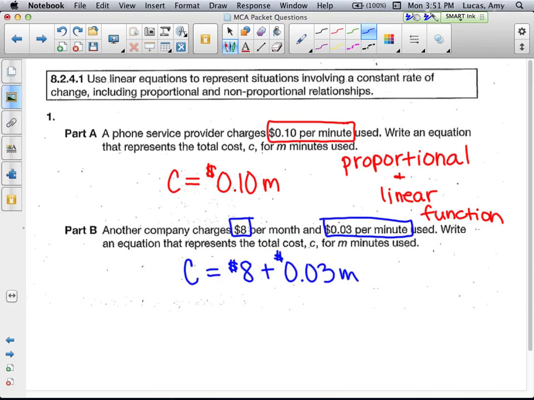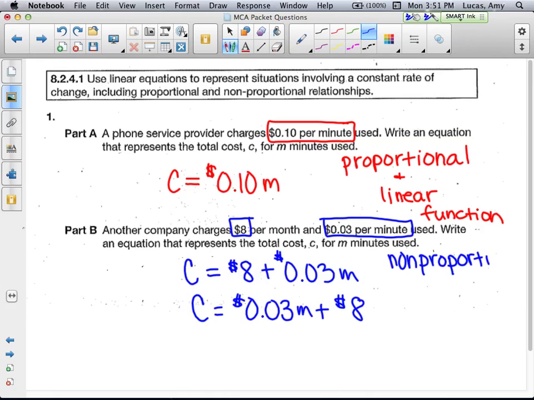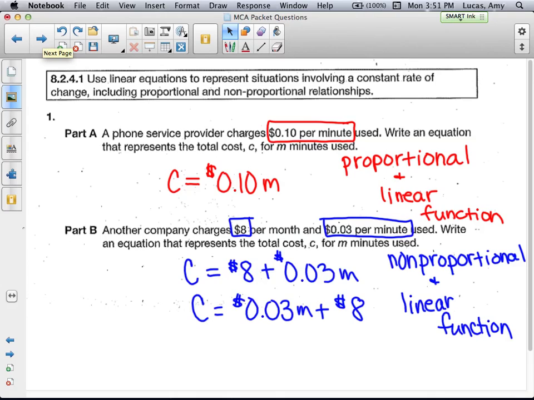So this situation, if you wanted slope-intercept form, you could reverse the two numbers like that, and your equation's still equivalent. So this is not proportional, it's non-proportional because of that starting $8. Non-proportional, but it is still a linear function. It's still a line. And it would still pass the vertical line test. So the difference between those two situations is that Part B had an $8 charge first, before the minutes that were used.